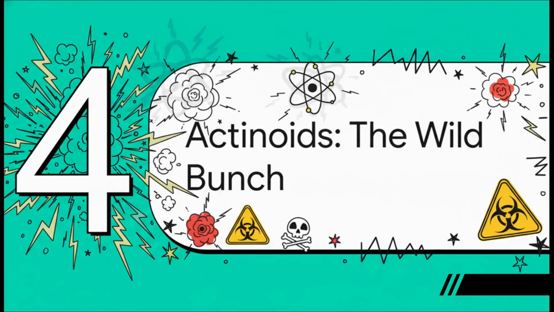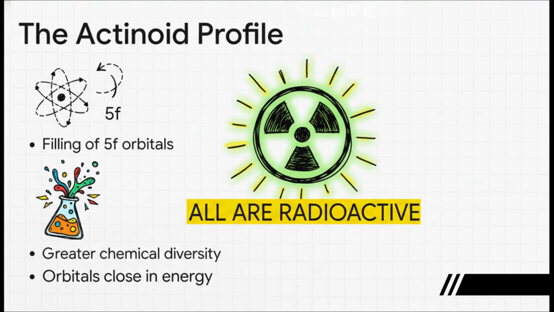Okay, so we've met the stable family. Now let's meet their cousins, the wild bunch, the actinoids. And if the lanthanoids were predictable, these guys are, well, they're chaotic, unpredictable, and a little bit dangerous. First thing you need to know, and it's a big one, all of them are radioactive. Every single one. No exceptions. So if you see radioactive in a question, your brain needs to immediately scream actinoids.